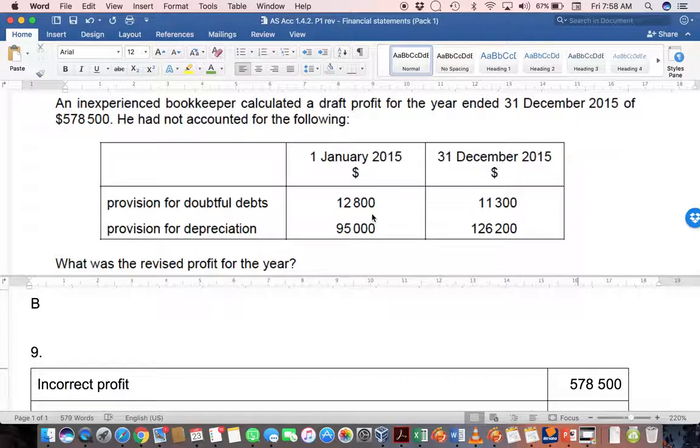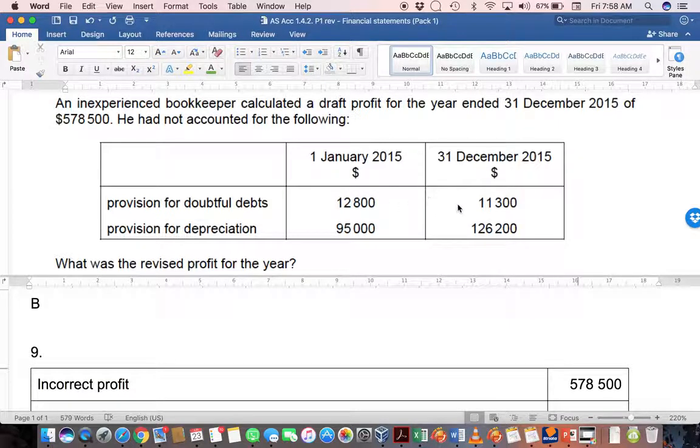Let's firstly look at these doubtful debt provision amounts. We started the year on the 1st of January with 12,800, but what was not taken into account is that at the end of the year, for some reason, that actually needs to get smaller. So either there are less receivables at the end of the year, or perhaps only a smaller percentage of them is expected not to pay. Maybe they've got better at paying. So you want to decrease your provision for doubtful debts.